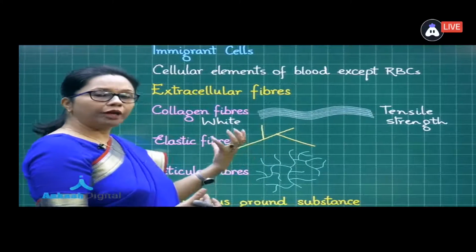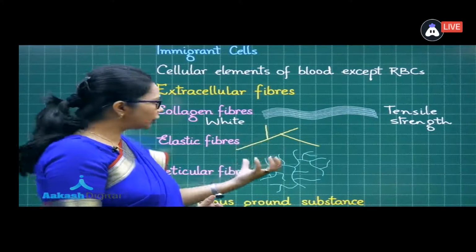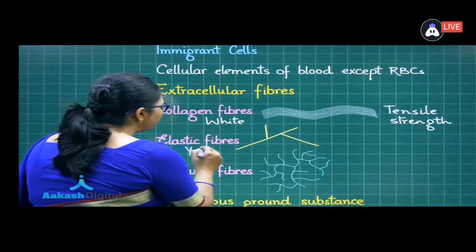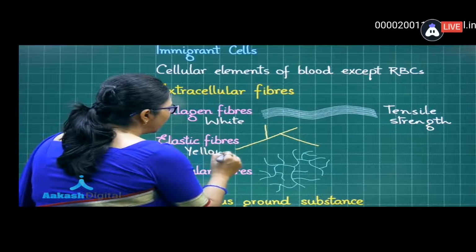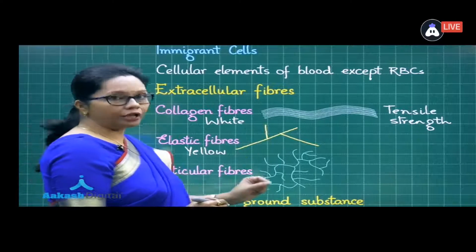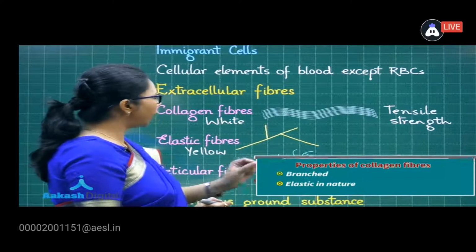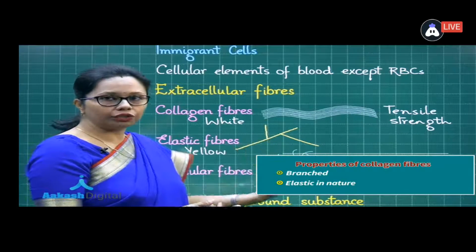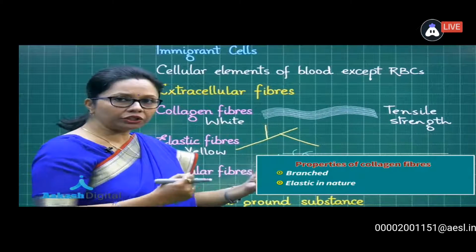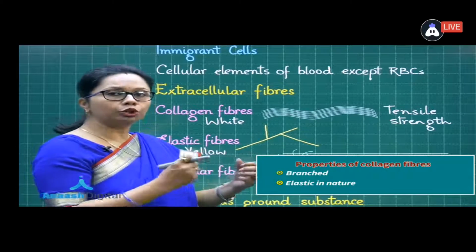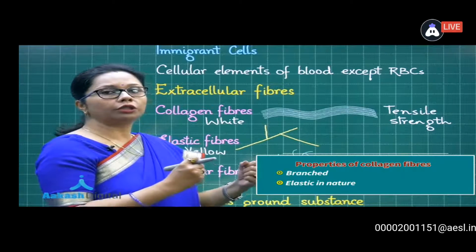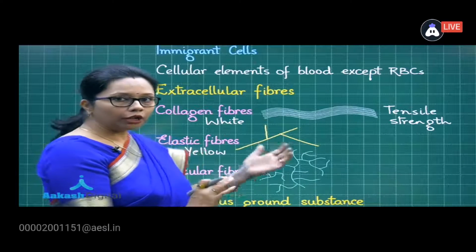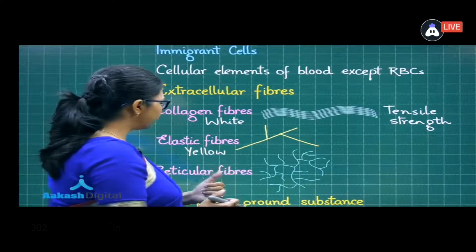Elastic fibers are made from a protein that is elastin, and these are yellow in color, so they are also called yellow fibers. These are thicker and branched, and as the name suggests, these are elastic in nature. That means if these are stretched, they will easily stretch, but once the force is removed, they will return to their original position. That's what we mean by elasticity.